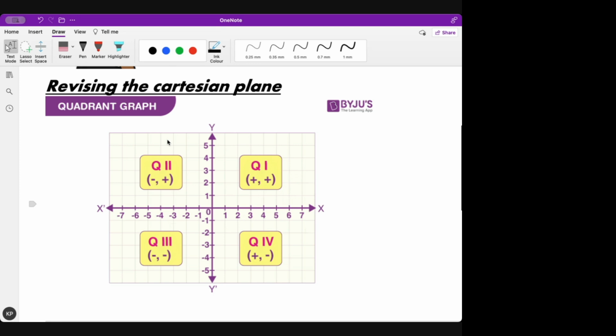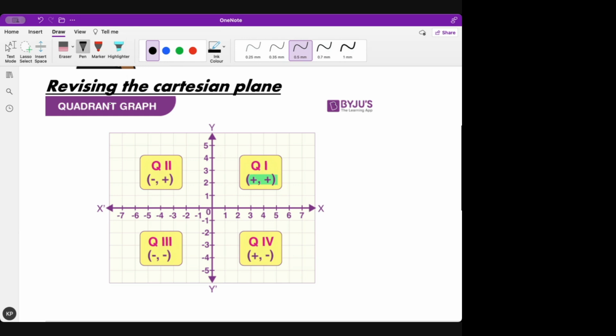And I say that because that is where your positive x values and your positive y values are. So whatever coordinate is going to be here is going to be a positive x value and a positive y value, which is what this bracket means. Okay, so we start off with the positive and positive, and then we number anti-clockwise. So we go from the top right to your top left. Okay, and that's where quadrant 2 is.